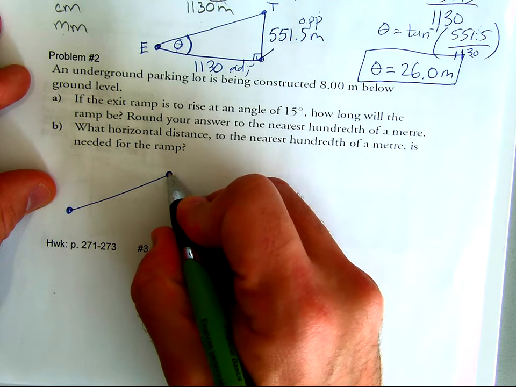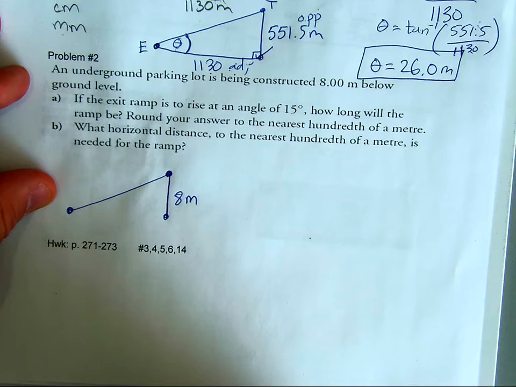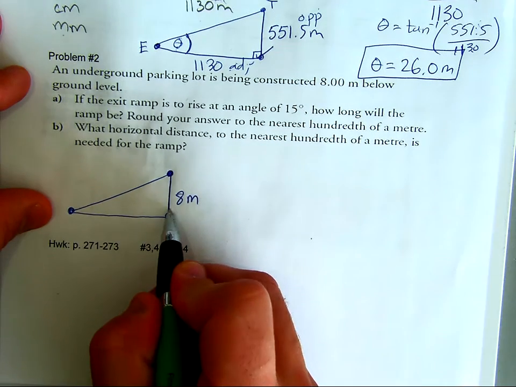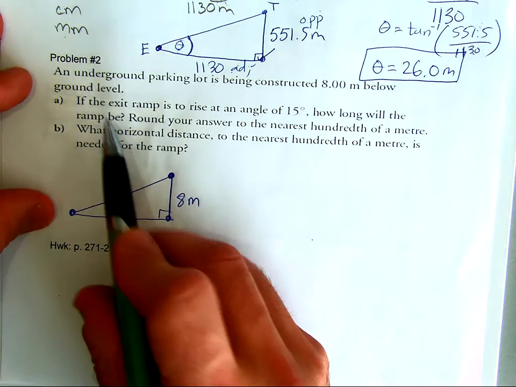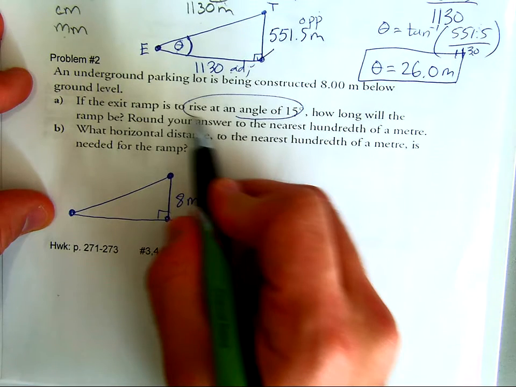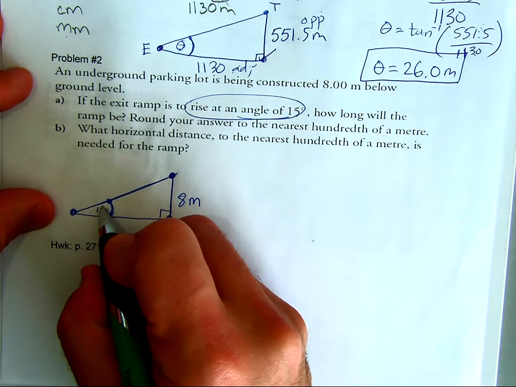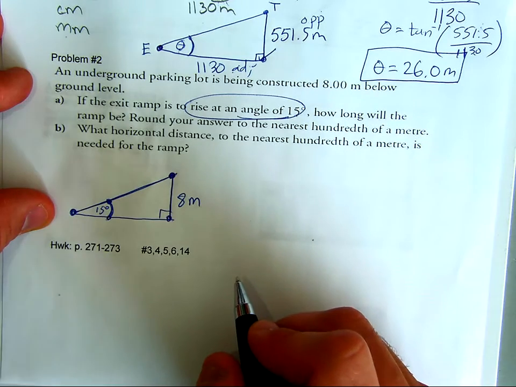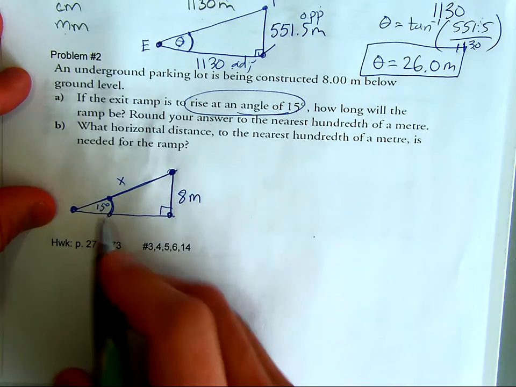So this is the top of the parking lot, and from here to the bottom of the parking lot is 8 meters. Now, we can draw an imaginary straight line across here, so that's 90 degrees. And it also tells us the exit ramp is to rise at an angle of 15 degrees. Angle of elevation is always from the horizontal to the line of sight. In this case, it's not line of sight, it's the car's path. So this is 15 degrees. And we have to figure out how long the ramp will be. So how long is this ramp from here to here?